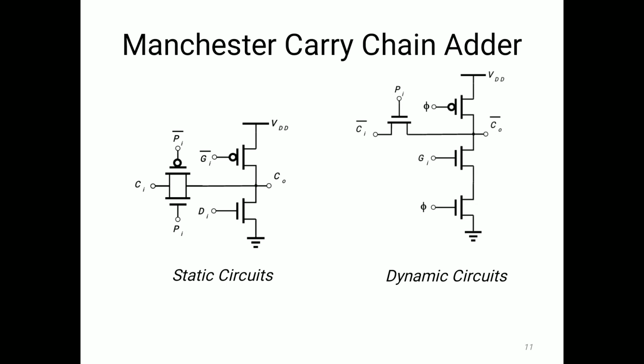Then next one is the Manchester carry chain. In the Manchester carry chain we can design using 2 circuits. One is a static circuit, another one is a dynamic circuit. In the static design we don't have any clock pulse, but in the dynamic design we will have a clock pulse. So this is the static circuit, the next one is the dynamic circuit. This is for a single bit.